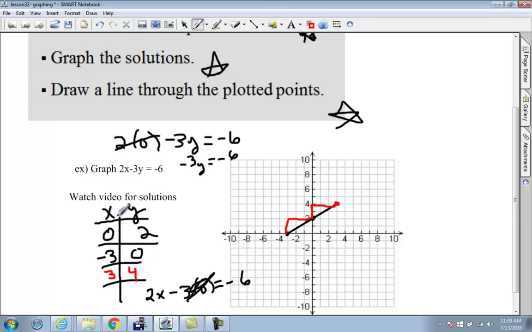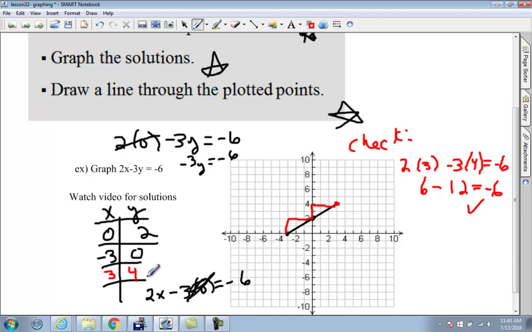3, 4. And you can check it. Is it true that 2 times 3 minus 3 times 4 makes negative 6? Well, does 6 minus 12 make negative 6? Yep. So it's easy for me to check that that ordered pair satisfies the original equation. All right, hope that helps.